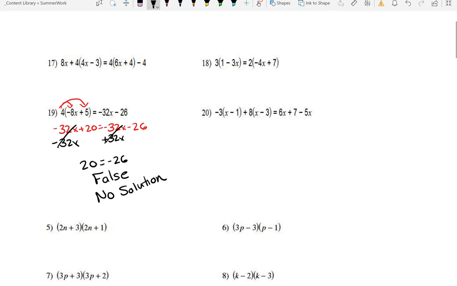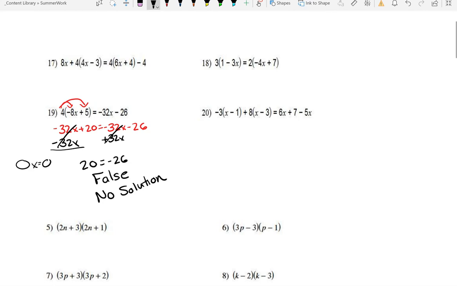Okay, so be very careful. I know when we combine these terms, we get 0x, but remember 0x is the same as 0 times x, which is just 0. So that is no solution.